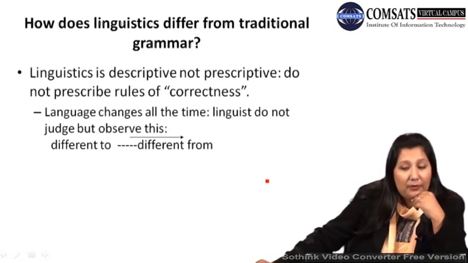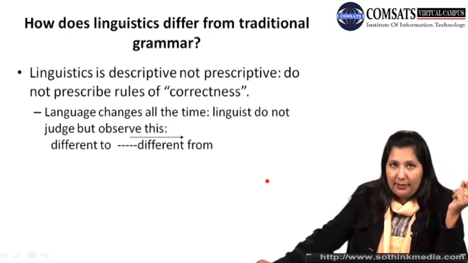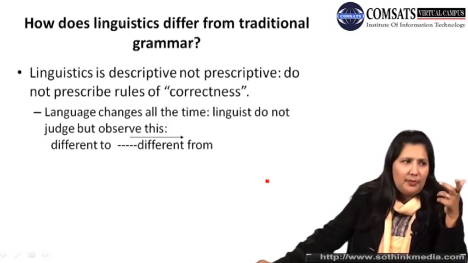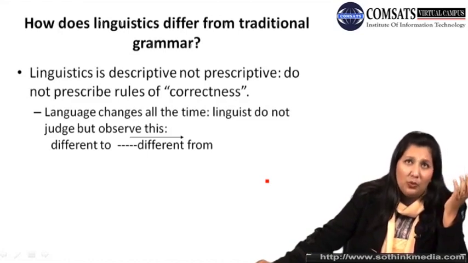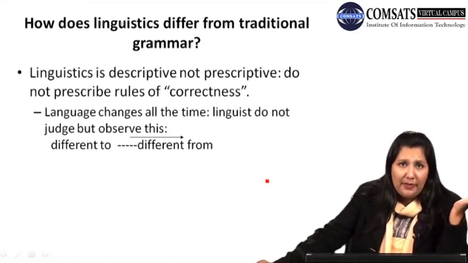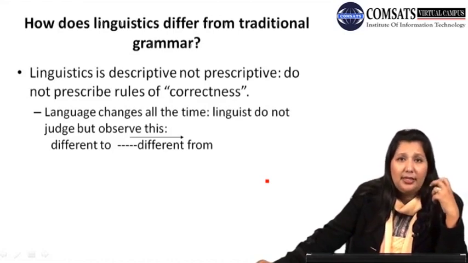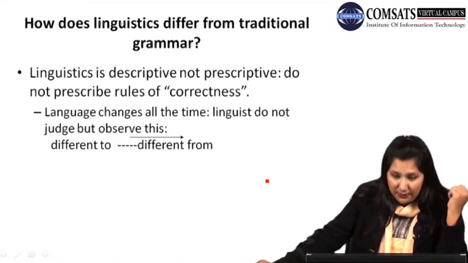Linguistics is descriptive, not prescriptive. It does not prescribe rules of correctness. It does not say that this is all right, that it should be done this way. Rather, it gives respect to all languages, and it is in favor of acceptance of everything.